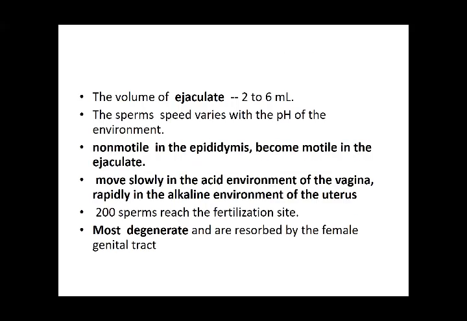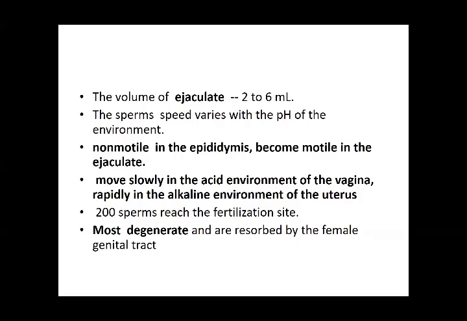The volume of this semen is about 2 to 6 ml, and sperm speed varies with the pH of the environment. Non-motile in the epididymis, they become motile when there is ejaculation. They move slowly in the acidic medium of the vagina, and when they reach the uterus, which is more alkaline, they become more motile.